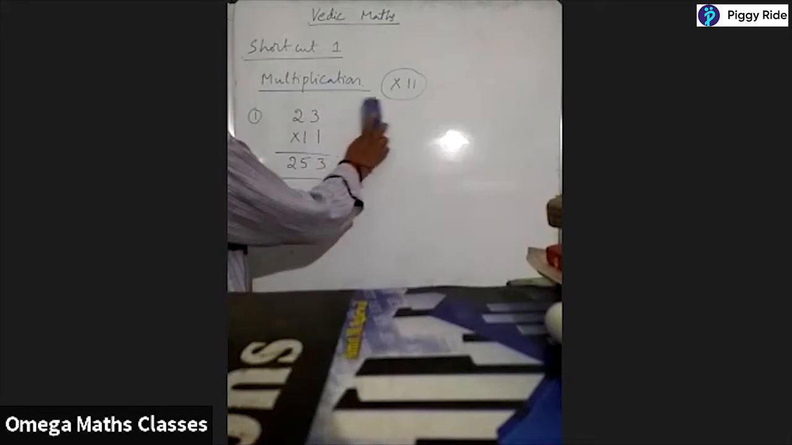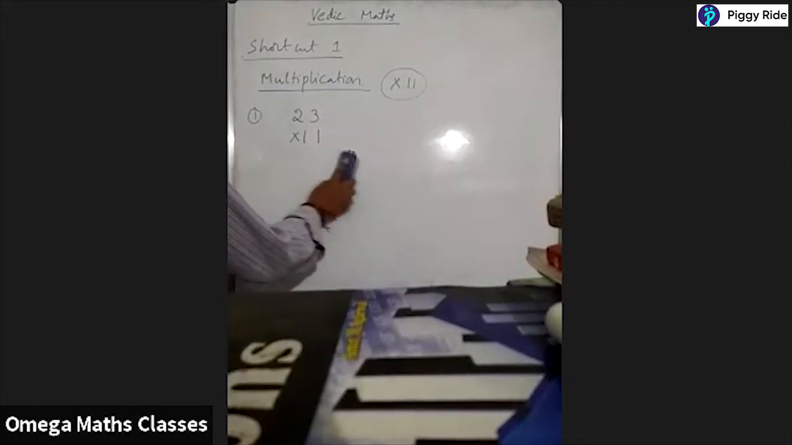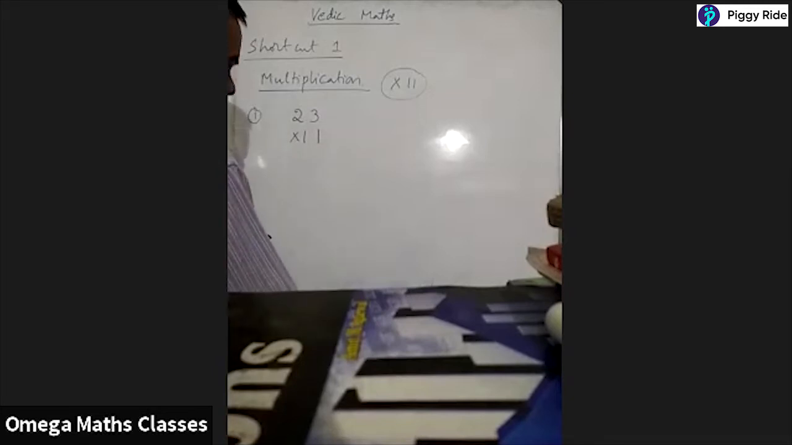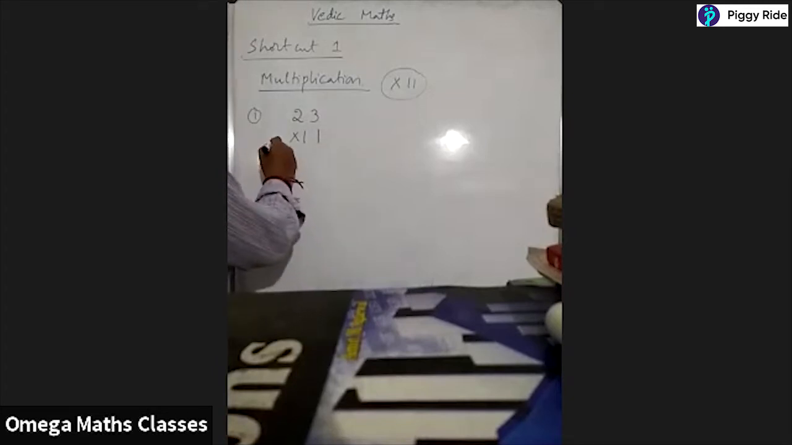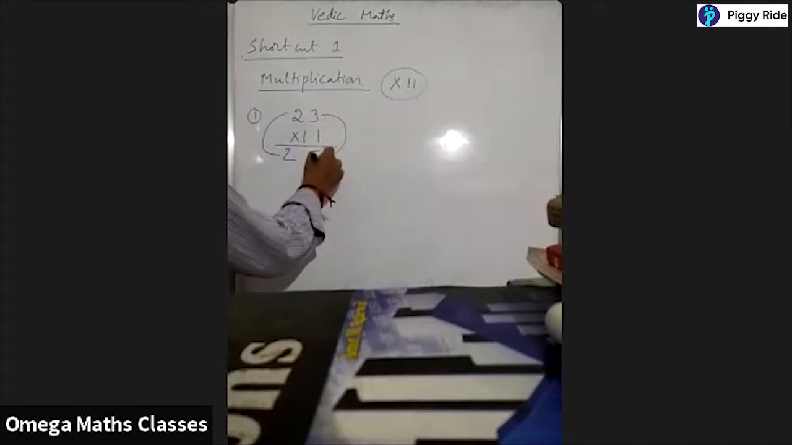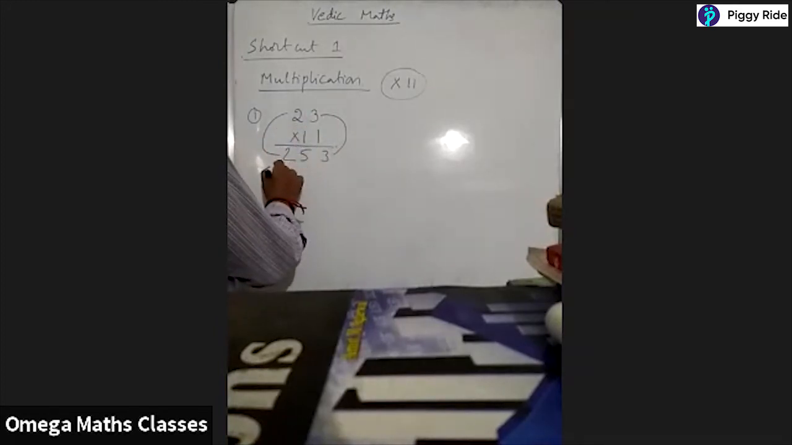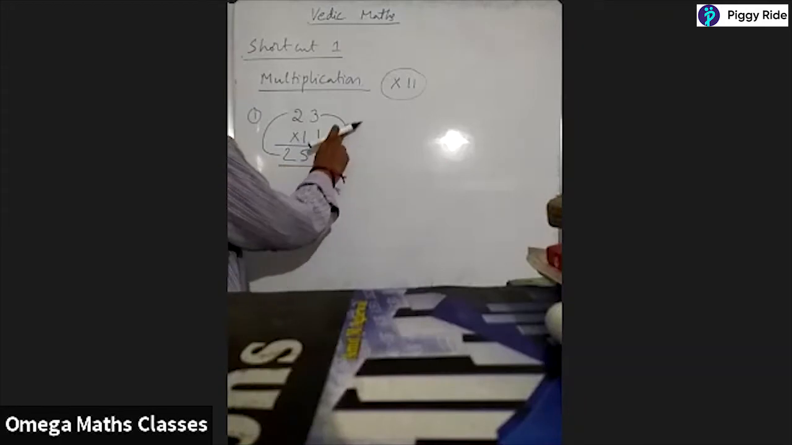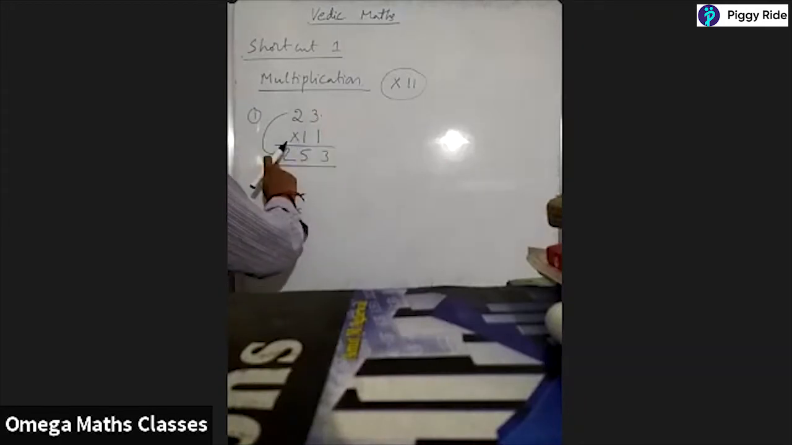Yes. But in Vedic mathematics, there is no need of multiplication. So we will do it directly. First of all, write 2 here, and 3 also here. 2 plus 3. 2 plus 3 is how much? 5. So the answer is 253. Here there is no need of multiplication. We get it directly.